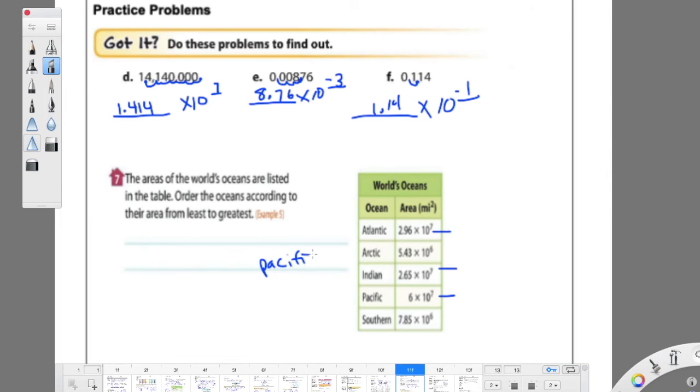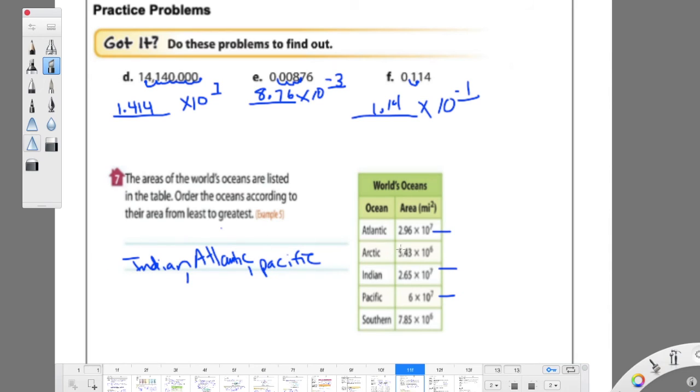So you could also do this in the same way, making sure you're going from least to greatest. For whatever reason, I was thinking of greatest to least. So the next one would be 2.96 because that's bigger than 2.65. So the next one would be Atlantic. The next one here would be Indian. All right, and I'm going backwards from greatest to least.